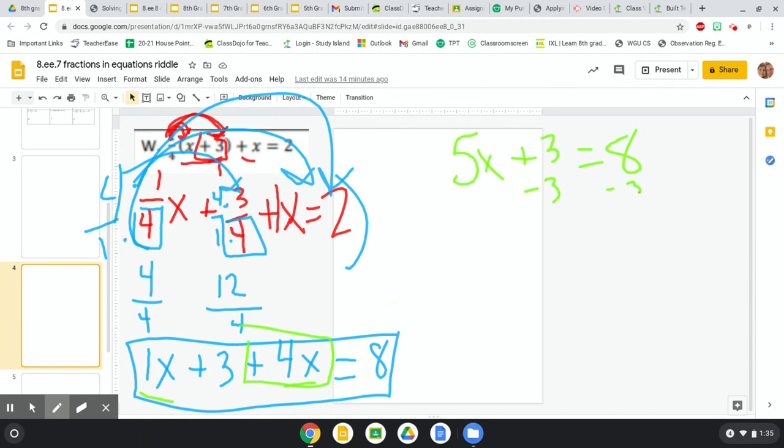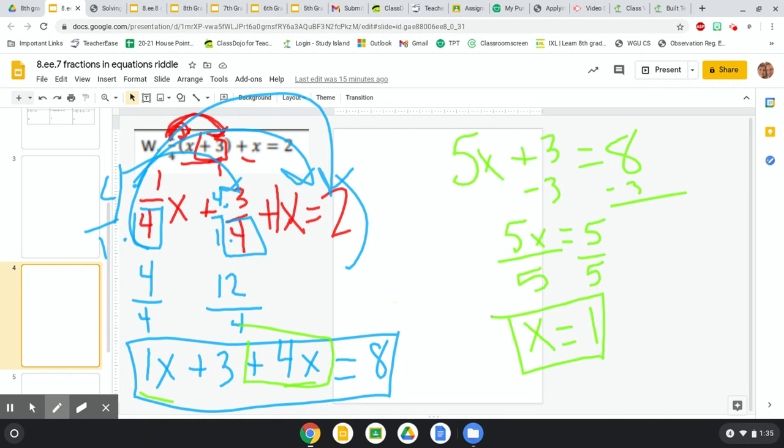Subtract 3 to use that inverse operation. So I have 5x equals, well, 8 minus 3 gives me 5. And then lastly, I know to divide since it's multiplying to start out with. Keep it balanced. So that gives me 1x on the left-hand side, or just x. And 5 over 5 gives me 1 whole.